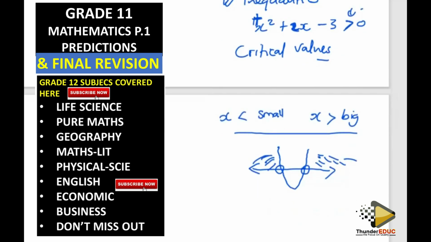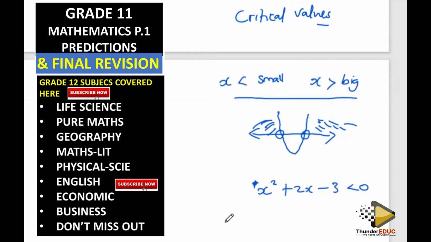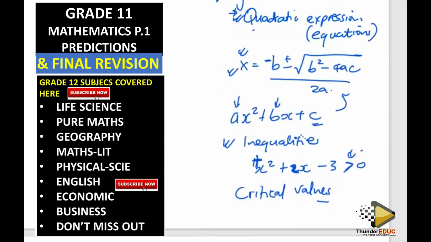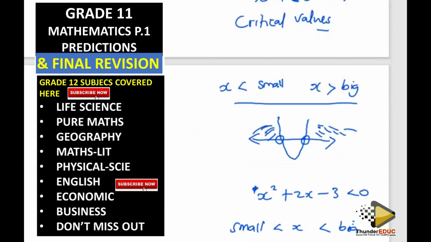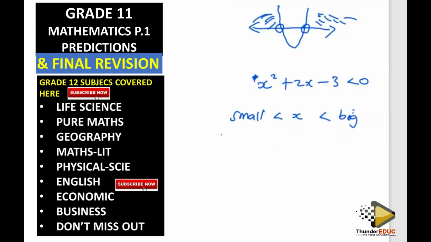Now, if it so happens that the inequality symbol is less than, I'll say x squared still, plus 2x minus 3 is less than 0. For as long as the a is positive and the inequality symbol is less than, which means for our critical values, x is greater than the smaller value and less than the bigger value. Okay, so how do we get the smaller value and the bigger value? Just solve that using the quadratic formula or using your factors. Okay, so that is to do with the inequalities.